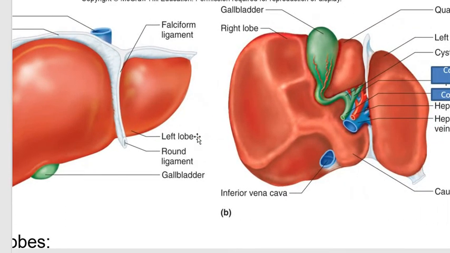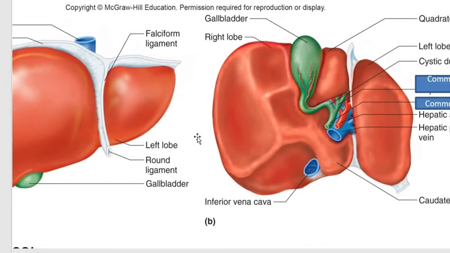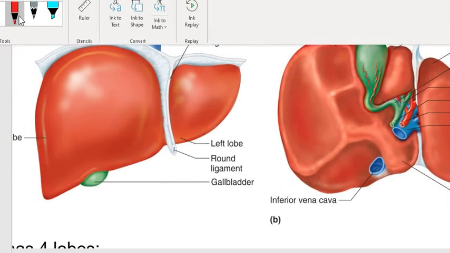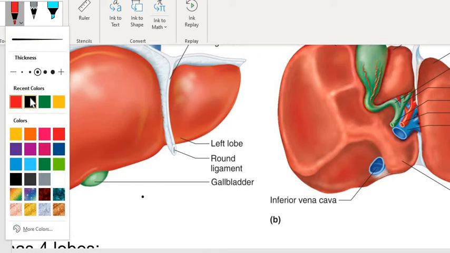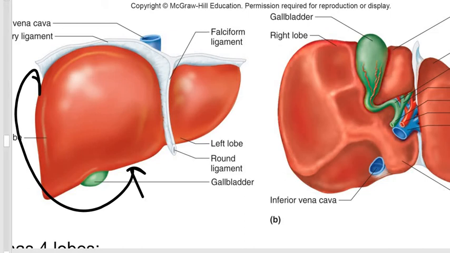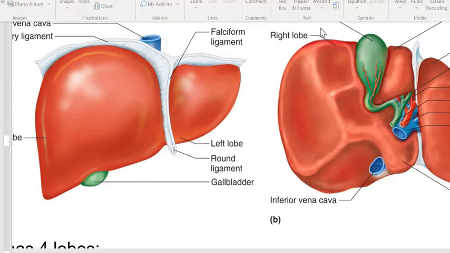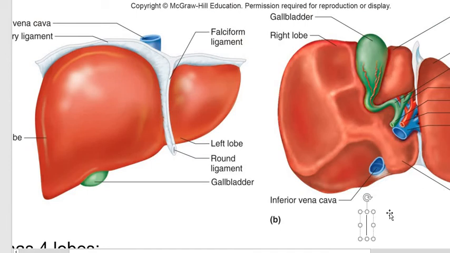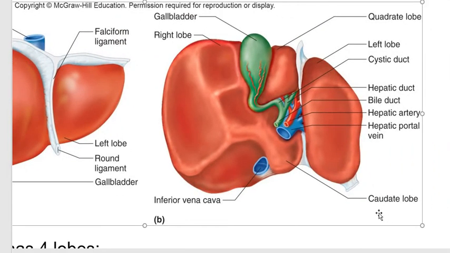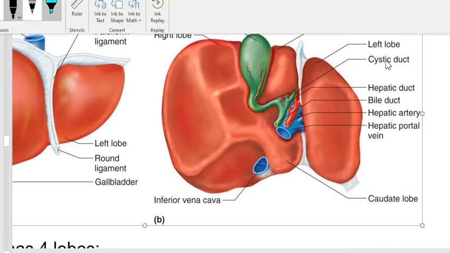This picture to the side is what it would look like if we took this end here and flipped it up, okay? So that's off to the side. And when you look at it from the underside, you can see the quadrate lobe and the caudate lobe.